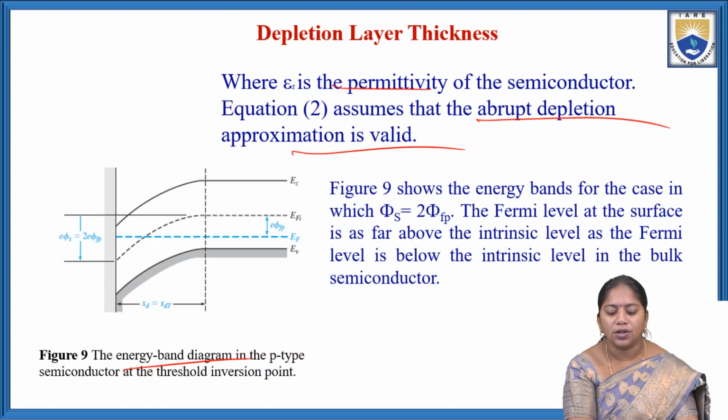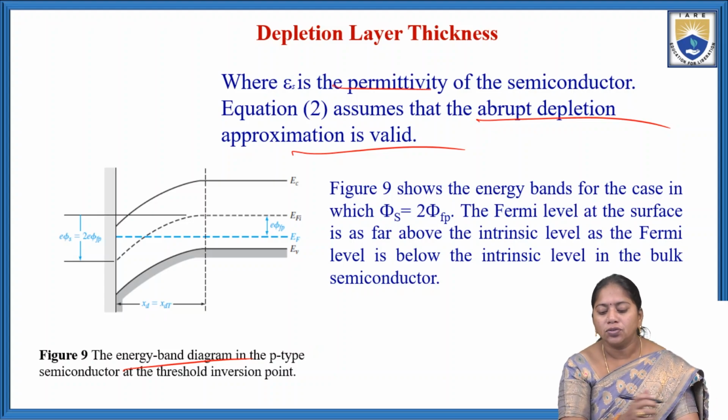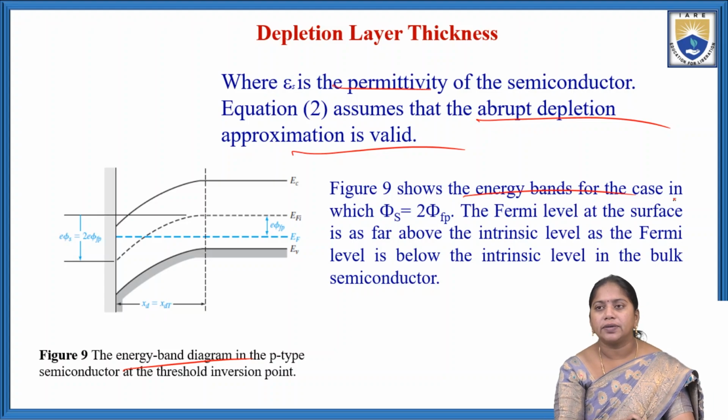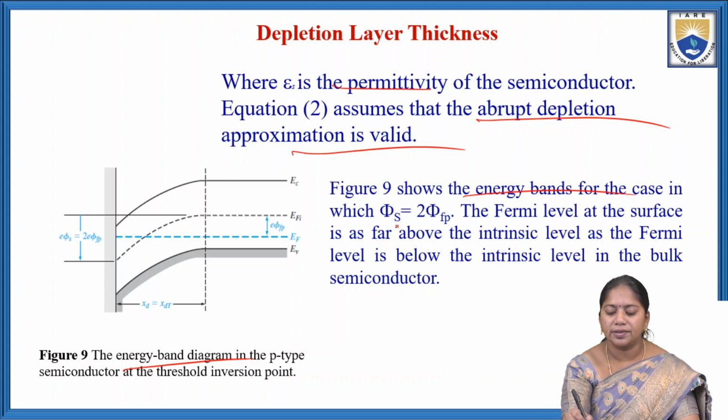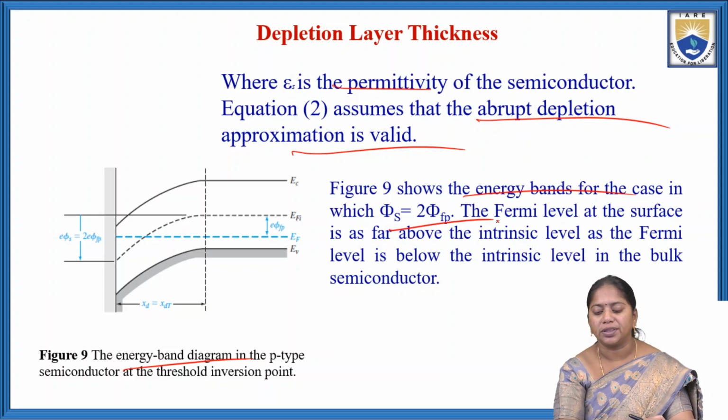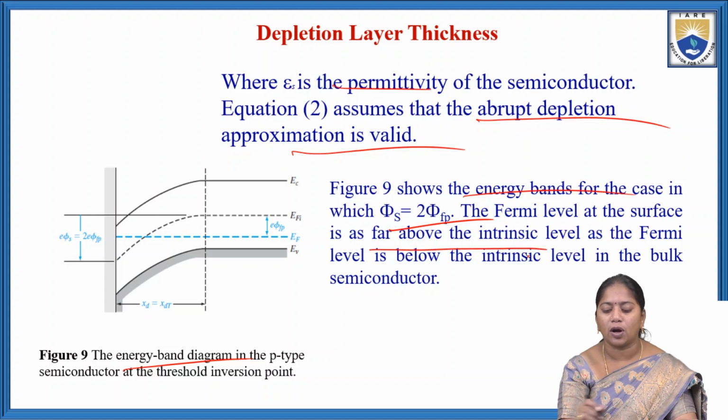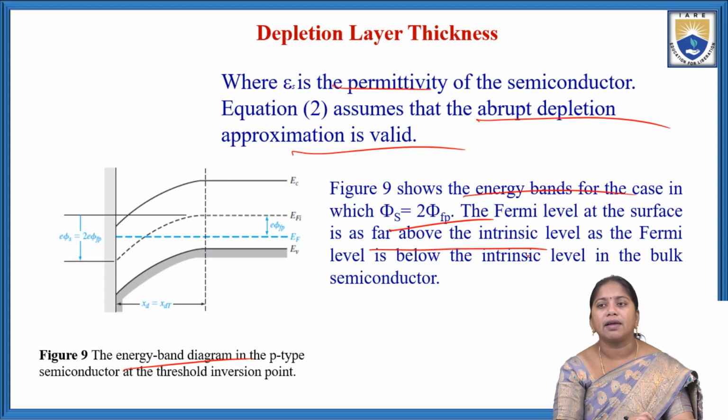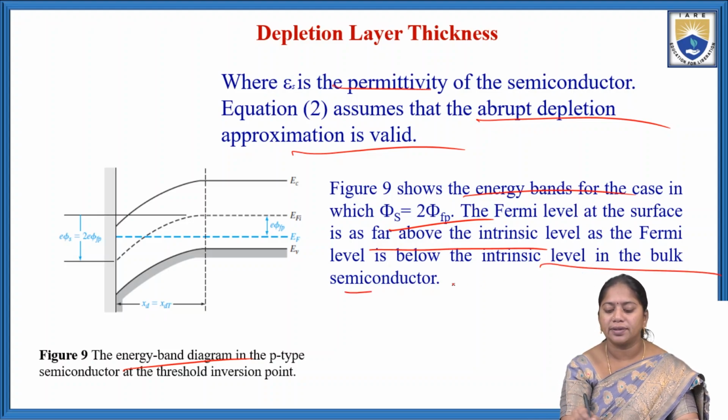This is the threshold inversion point. The figure shows the energy band diagram for the case in which phi s equals 2 phi fp. The Fermi level at the surface is far above the intrinsic level, as the Fermi level is below the intrinsic level in the bulk semiconductor.